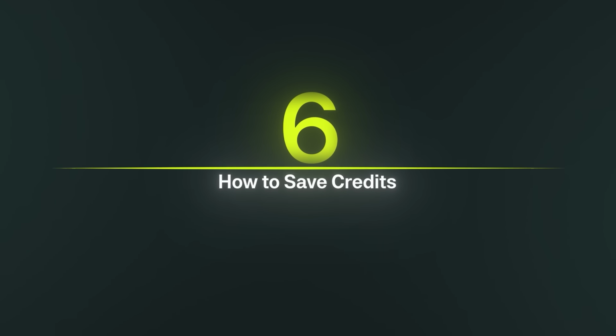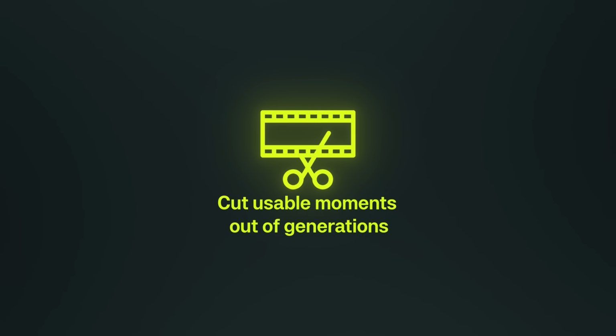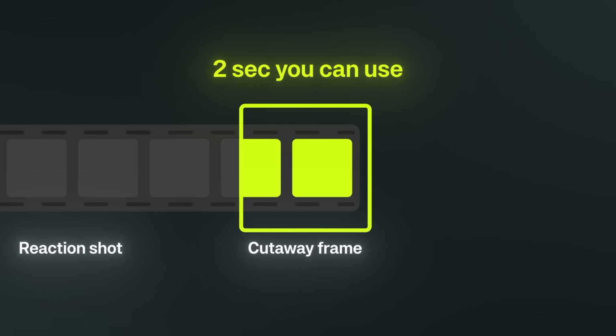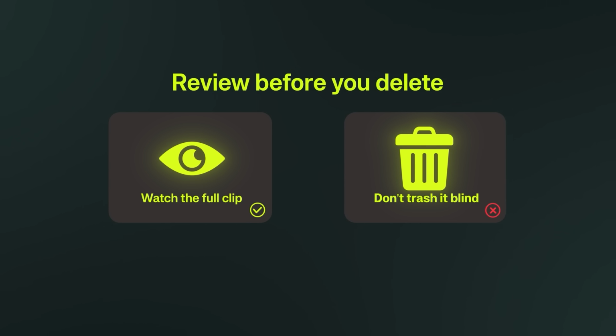This one is short, but it matters, because the fastest way to burn through your credits isn't bad generations, it's bad habits. A failed generation is never fully wasted. 2 seconds of a failed clip might be exactly what you need. Cut usable moments out of generations you were about to delete. A hand movement, a reaction shot, a single frame that works perfectly as a cutaway. Always review the full clip before you throw it away. There is almost always something salvageable in there.